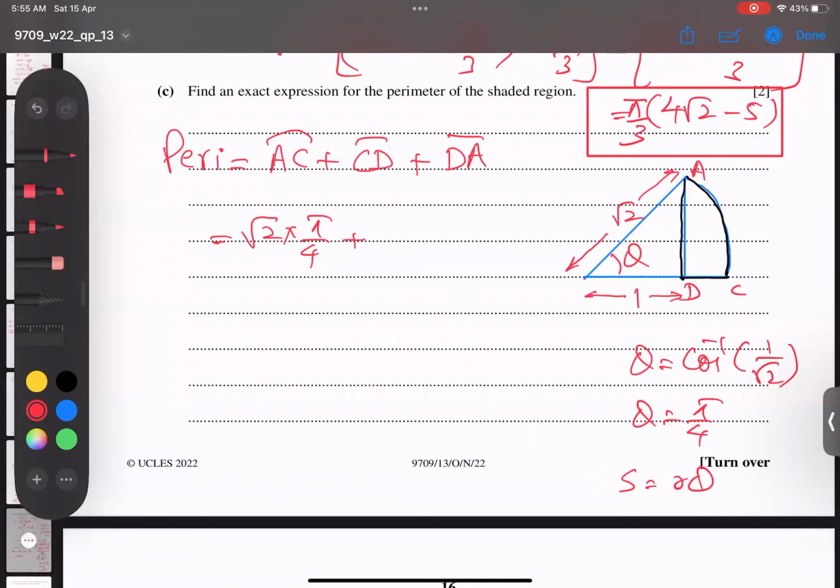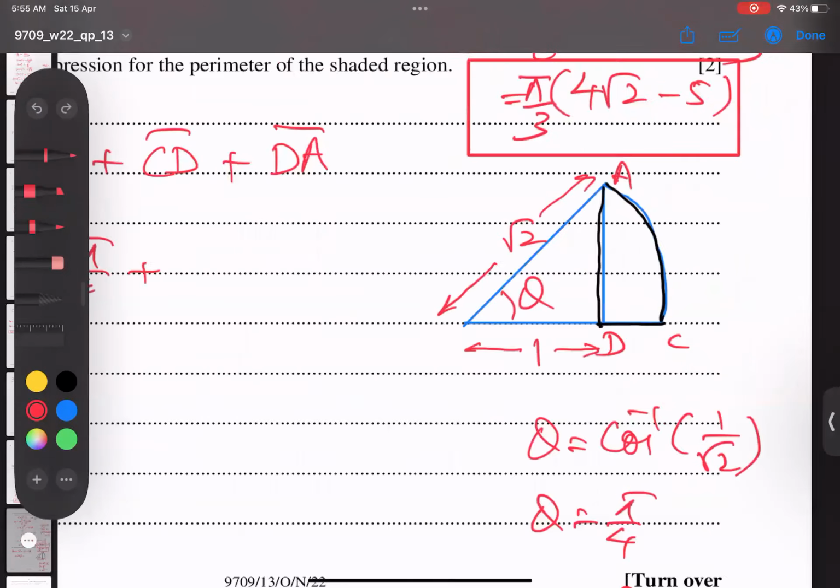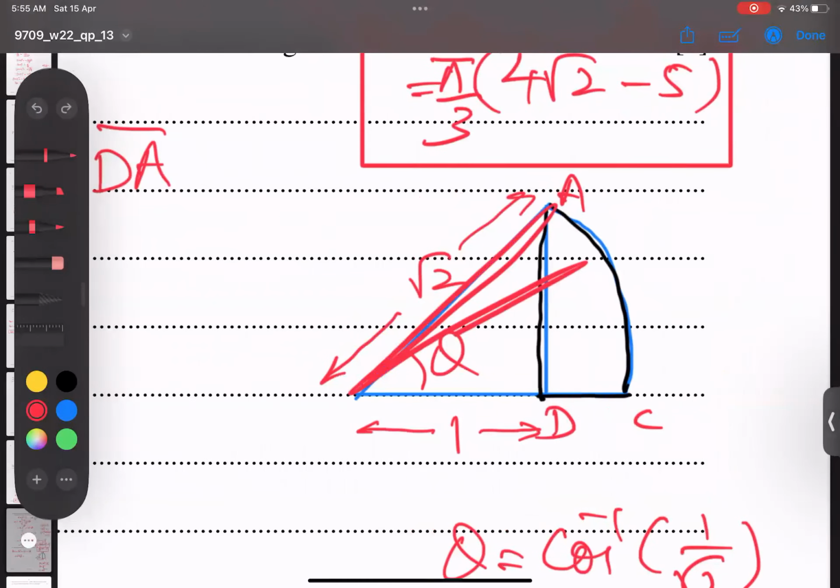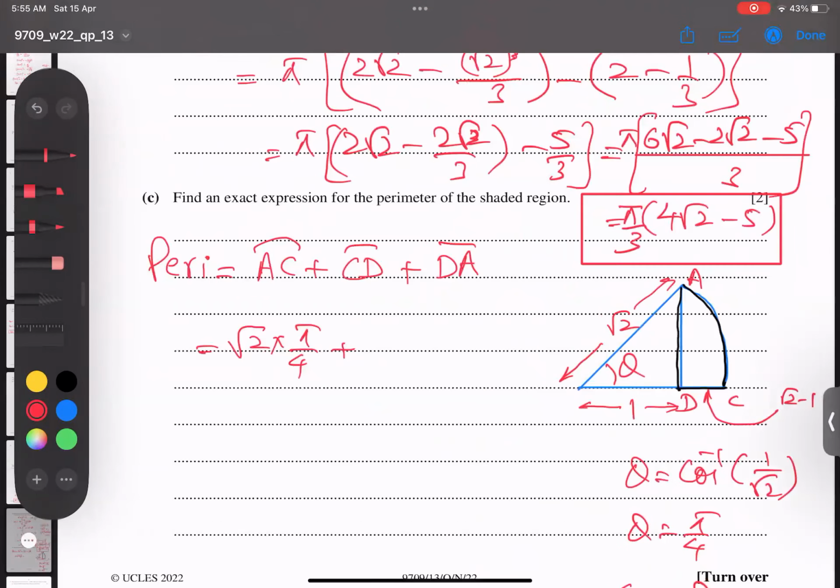Plus is asking this DC length. Because look at here, students. What is this? Root 2, root 2, root 2, root 2, root 2. So what is this gap? This one. So it is root 2 minus 1. I think that's clear. So I'm writing here root 2 minus 1.